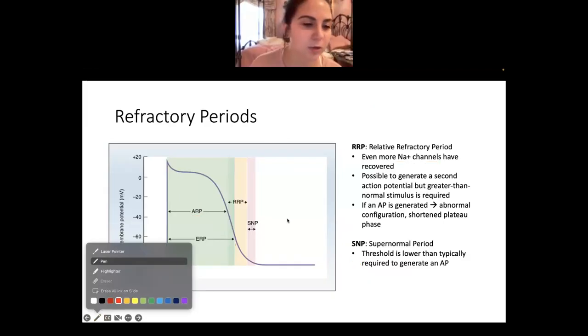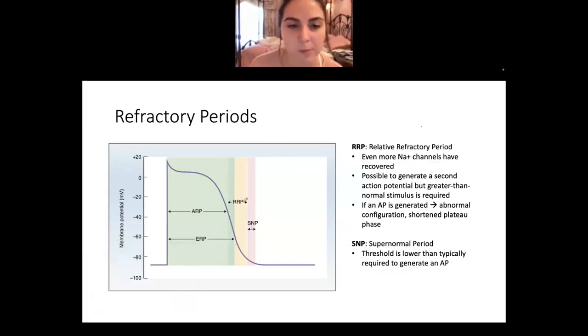And then relative, this is more so just terminology because it will come up. Your relative refractory period, same thing. It's just like the next step after effective. So like even more have recovered. You can generate another one. It's kind of the same thing.